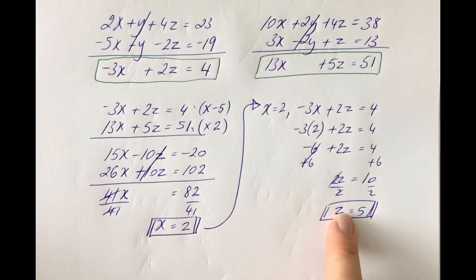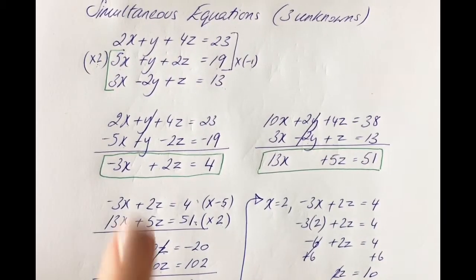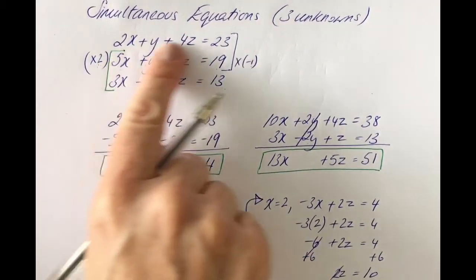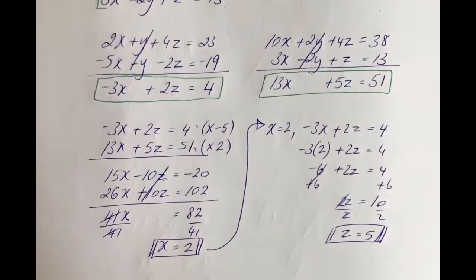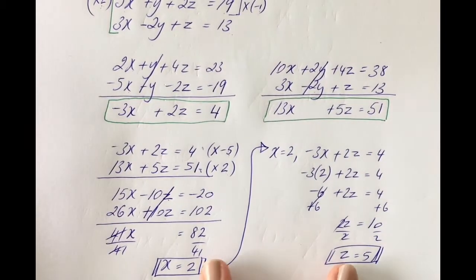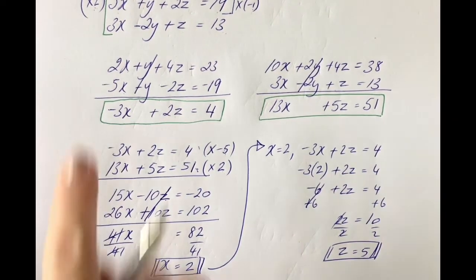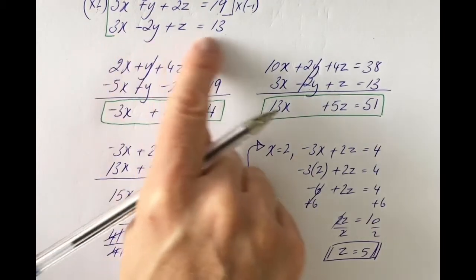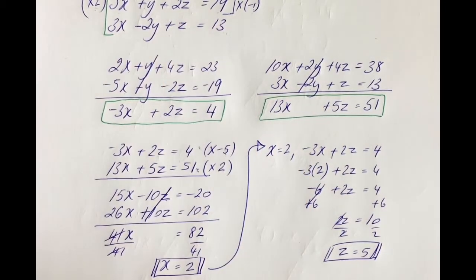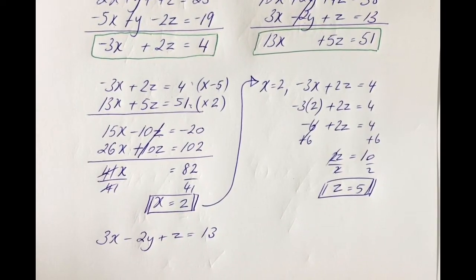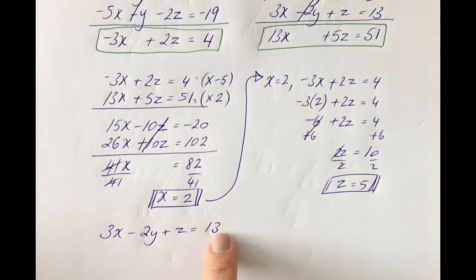In order to get the third and final unknown, I'm going to have to go back up here to one of my original equations, and using my two results that I have already, x equals 2 and z equals 5, I'm going to sub these two back into one of my original equations. It doesn't matter which one, but I'm going to take this last one here. So 3x minus 2y plus z equals 13. It's nice and straightforward and easy. Any of the three originals will work. So 3x minus 2y plus z equals 13 is the one I've decided to take.